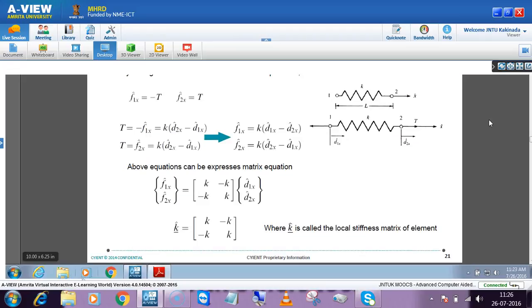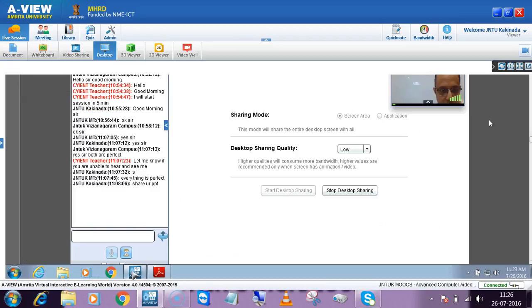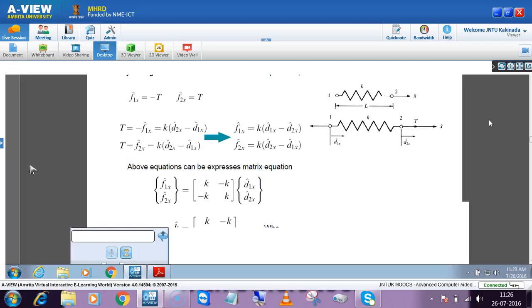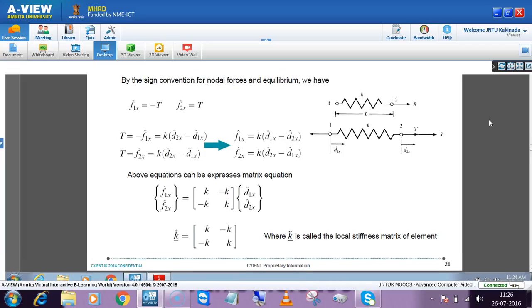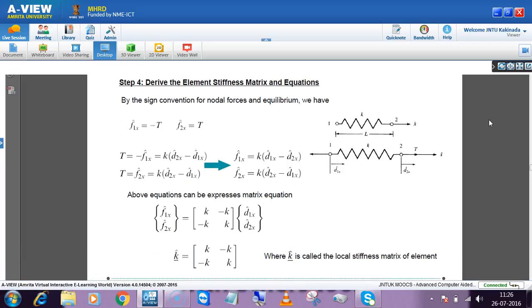If you have any questions, we can have a discussion. It's very important for you people to understand this stiffness matrix. So just let me know if you have any questions. We can have a discussion. Otherwise, I'll continue.